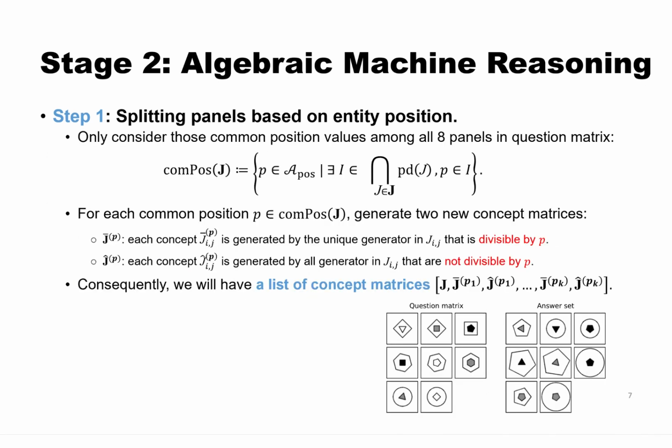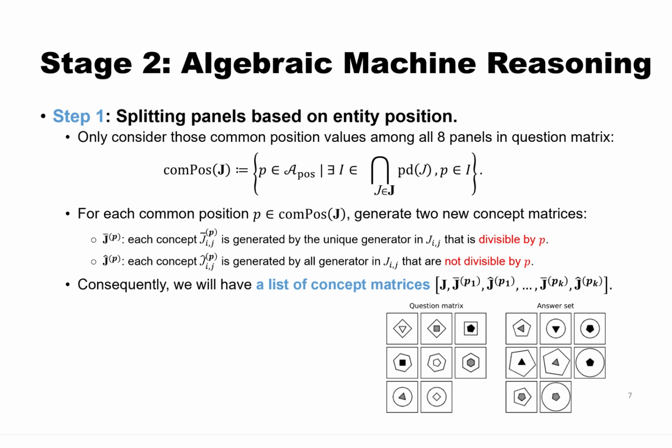Now let's move to step 1, splitting panels based on entity position. The purpose of this step is to allow reasoning about patterns that involve only a portion of the panels. For example, we can find that the shape of outside entities is invariant across all 3 panels in row 1.